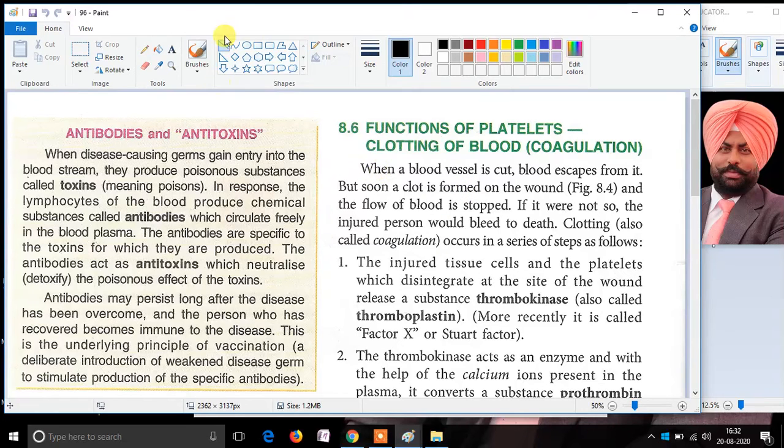Everyone, in this video we are going to discuss a few topics from the chapter Circulatory System from the book Concise Biology, class 10th. And the topic which we are going to discuss today in this video is clotting of blood, that is the function of platelets, which means coagulation.